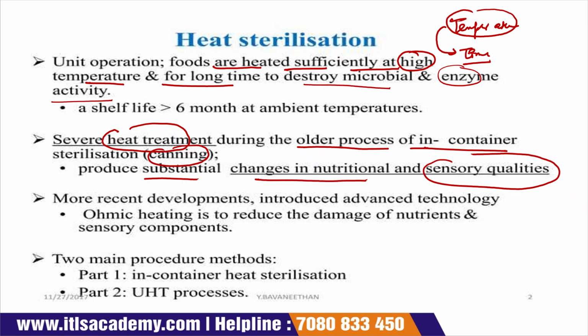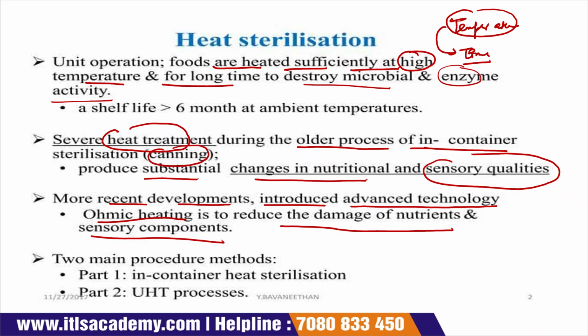Although this heat sterilization can affect the nutritional and sensory quality of the food product, more recent developments introduce advanced technology like ohmic heating, which reduces the damage to nutrient and sensory components. Ohmic heating is also part of heat sterilization, but it reduces nutrient loss and sensory component loss.